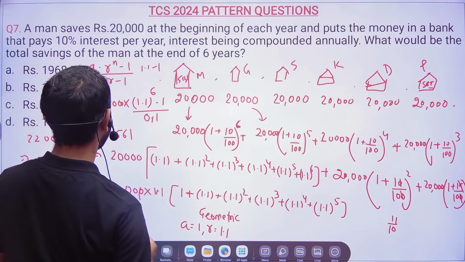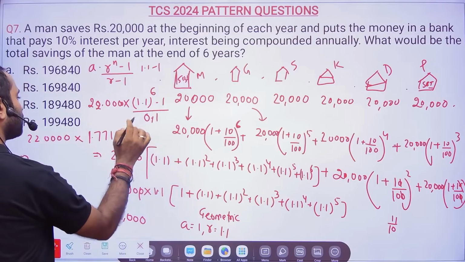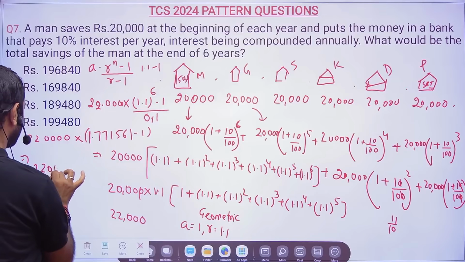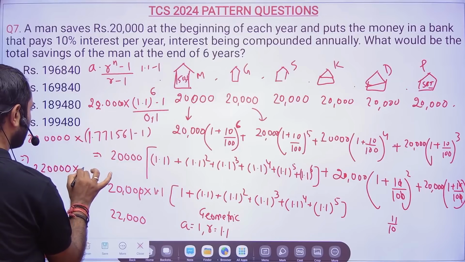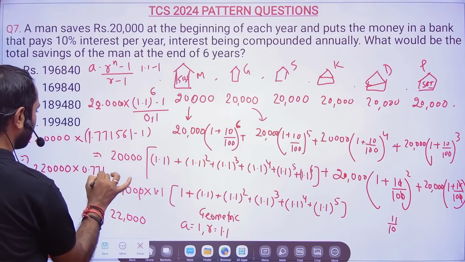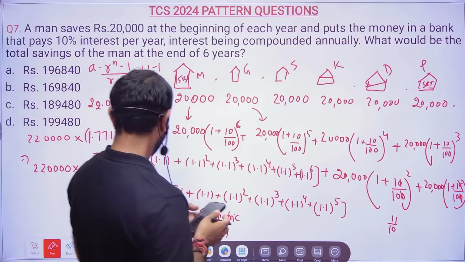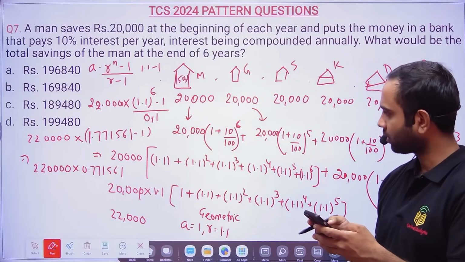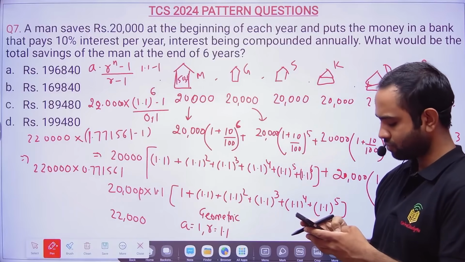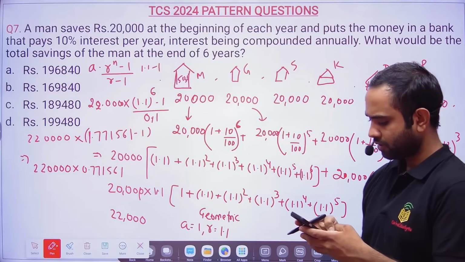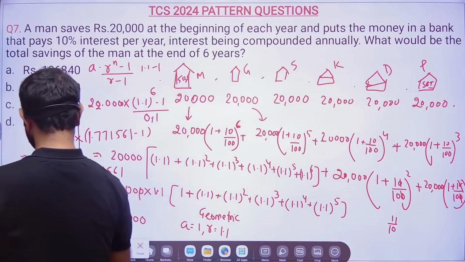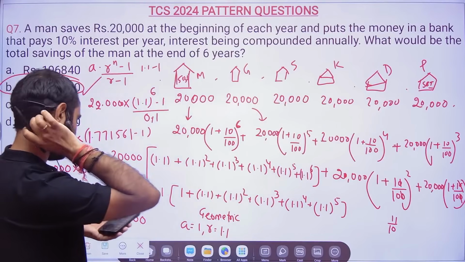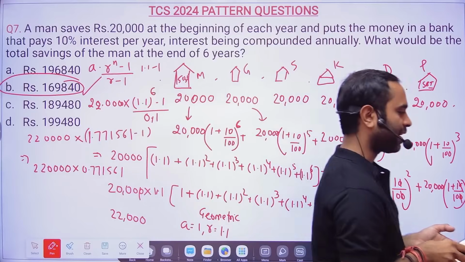So minus 1, if you do that, it will basically be 2,20,000 into 0.771561. So 0.771561 into 22, 1, 2, 3, 4. 1697, it is coming around this, right? So this will become your correct answer. So option B becomes your correct answer.